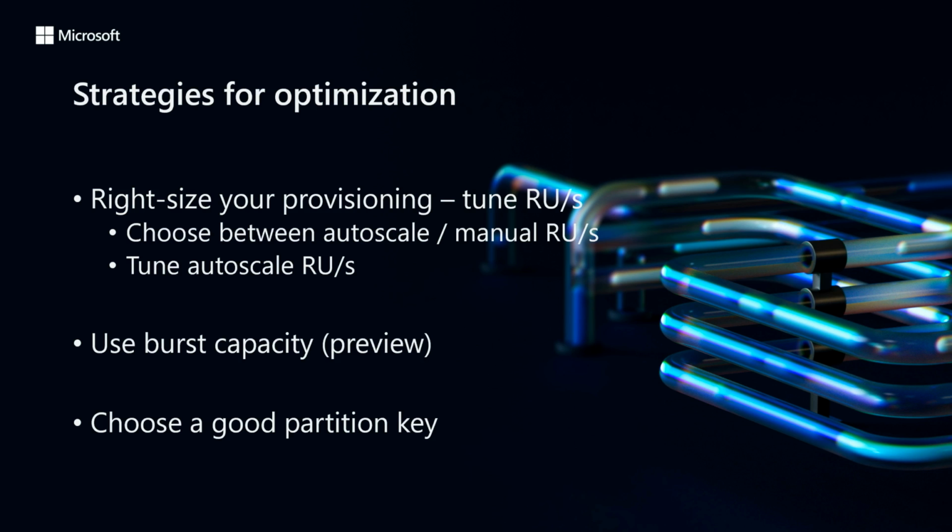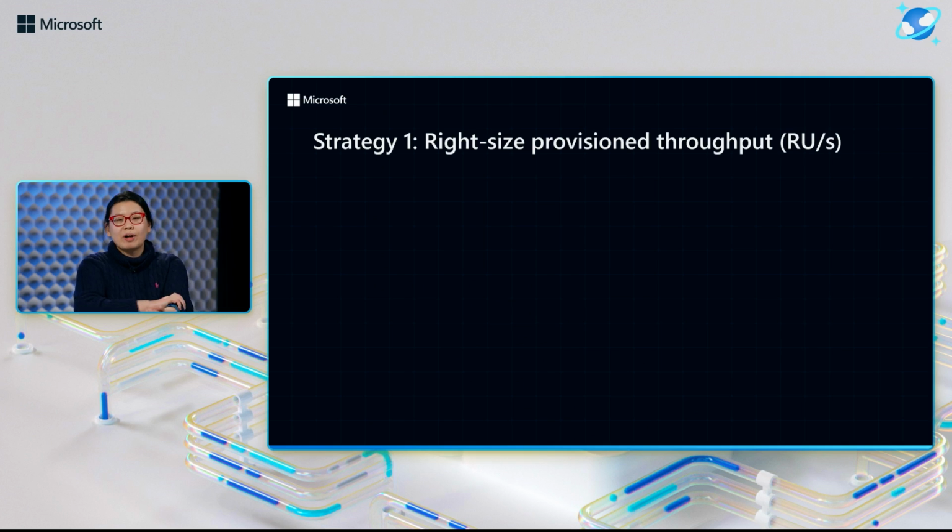The 3 strategies we're going to talk about today are, 1, how you can right-size your RUs by tuning your provisioning. We'll learn about how you can choose between autoscale and manual throughput to pick the one that's best for lower cost. We'll talk about how you can leverage a new preview feature called burst capacity, which makes it easier for you to consume the RUs you already have, and it's a completely free feature. And finally, we'll talk about the importance of choosing a good partition key and how that can impact your cost and performance as well.